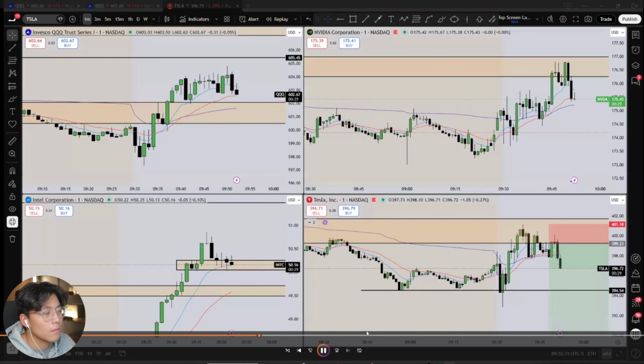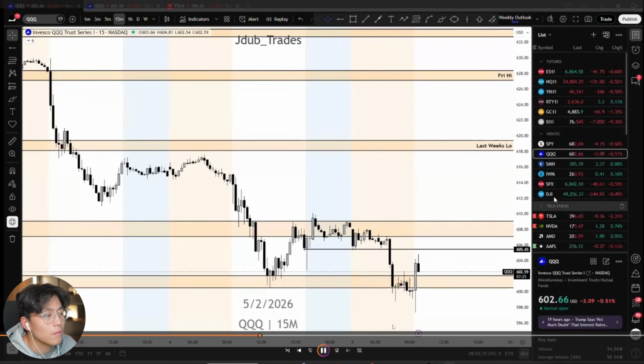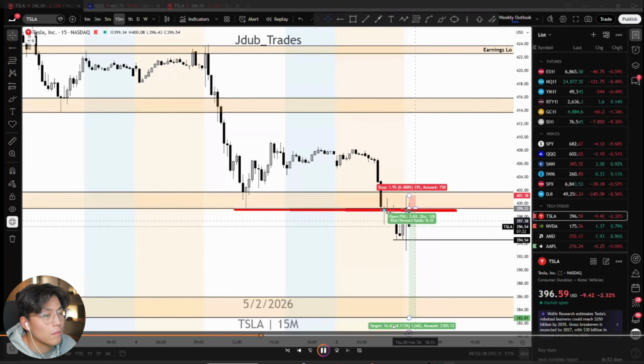Tesla, I'm actually going to try some of the 395s here. This one's just based off the higher time frames, but previous day low rejection here on Tesla. Risk is going to be a break above this previous day lows. I think this is good risk to reward here.